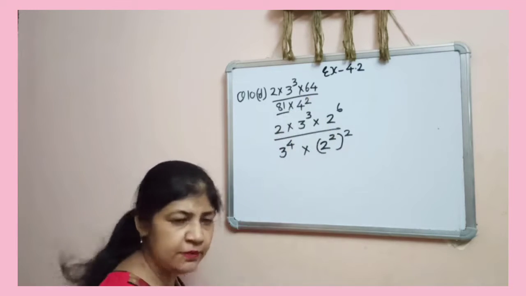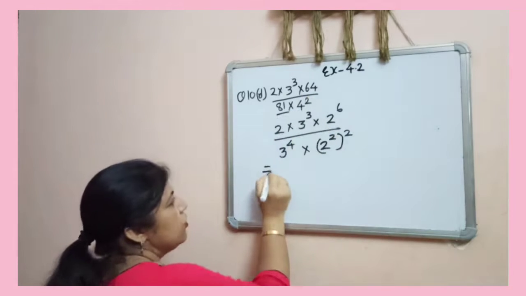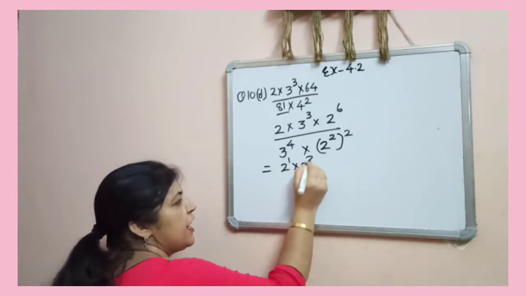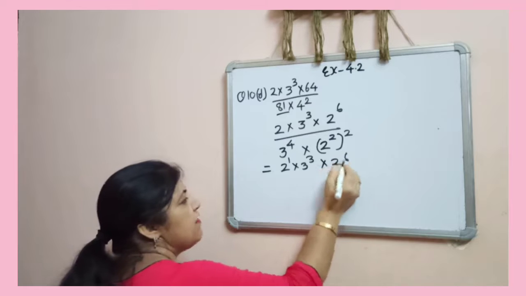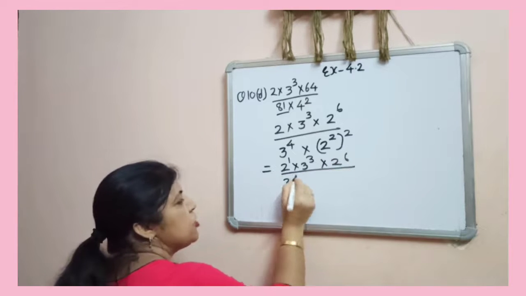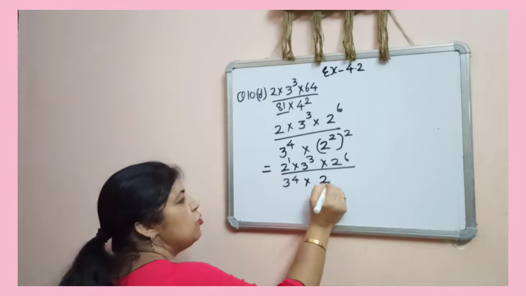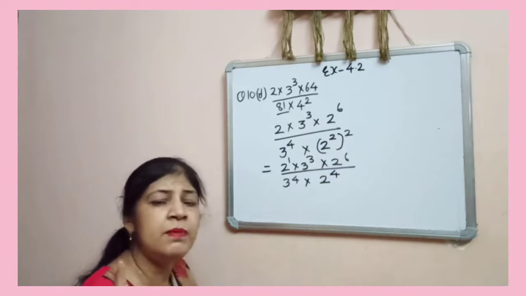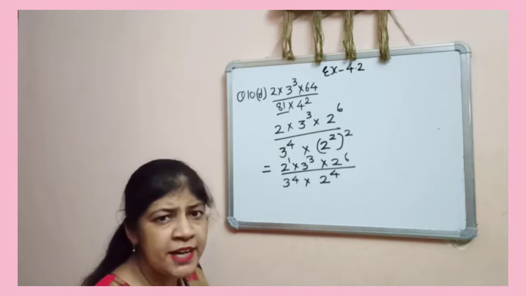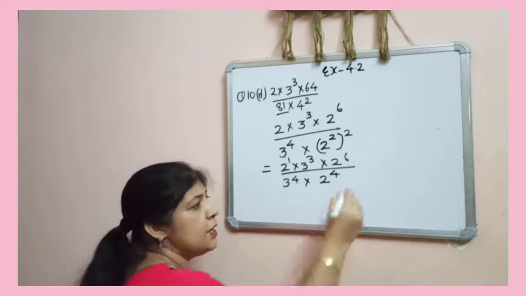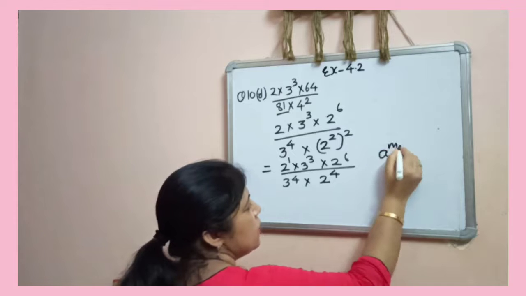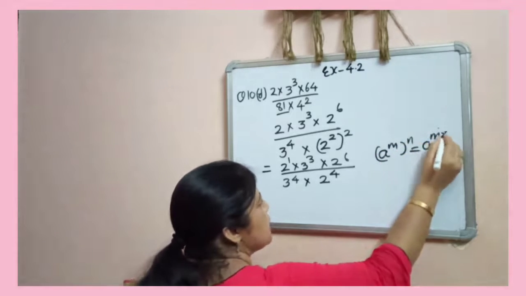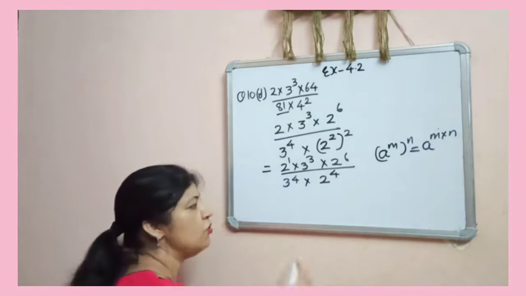Now, 2 into 3 raised to the power 3: 2 raised to the power 1 you can write as 2 raised to the power 6, 3 raised to the power 4 into 2 raised to the power 2 to 4. Power of a power, the powers will multiply, not add. That means a raised to the power m raised to the power n is a raised to the power m into n.